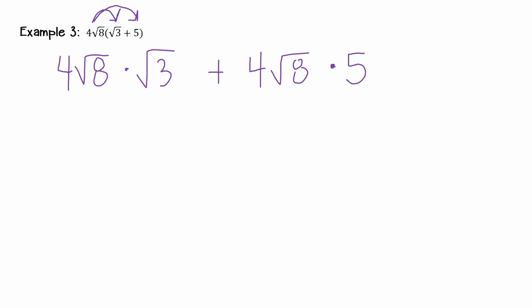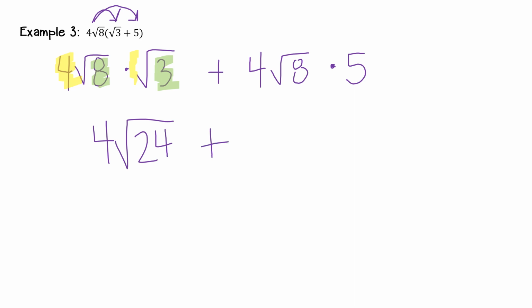So we just have to be careful here when we're distributing that we remember what our rule is for multiplication. For multiplication, you are allowed to multiply the numbers that are in front of the square root together, and then multiply the numbers that are underneath the square root together. So for this first one, I would do 4 times just 1, which would be 4, and then 8 times 3 is 24.